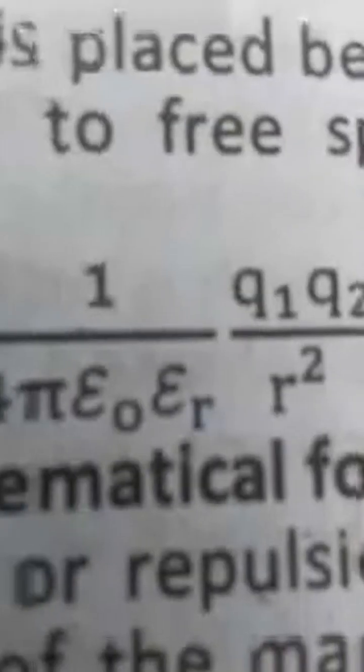What is the effect of medium between the charges upon Coulomb force? Explain. If an insulating material, a dielectric, is placed between the charges, it will reduce the electrostatic force as compared to free space by a factor epsilon r, the relative permittivity. State Coulomb's law and express its mathematical form. It states the force of attraction or repulsion between the 2 point charges.